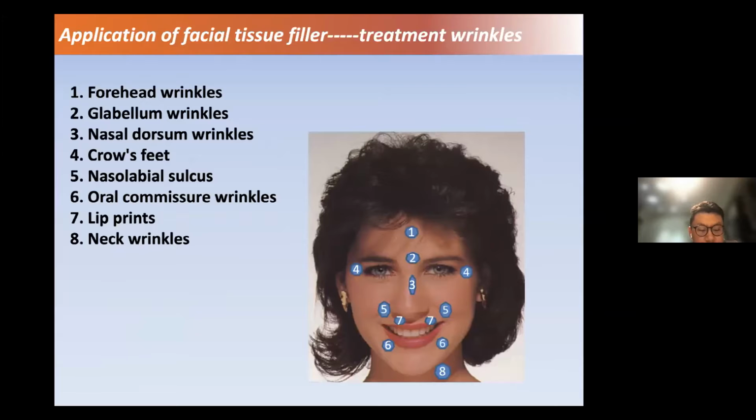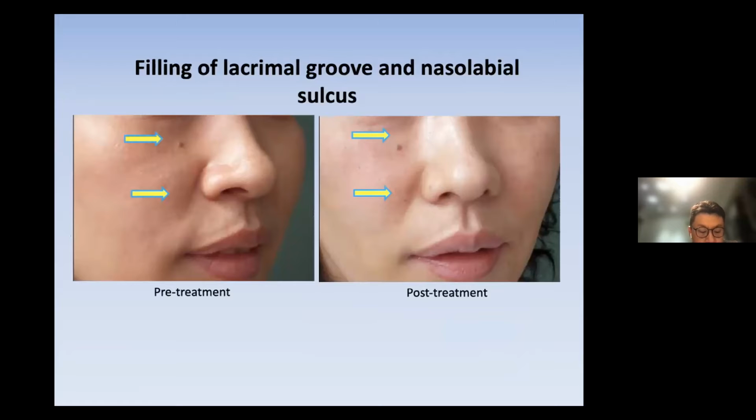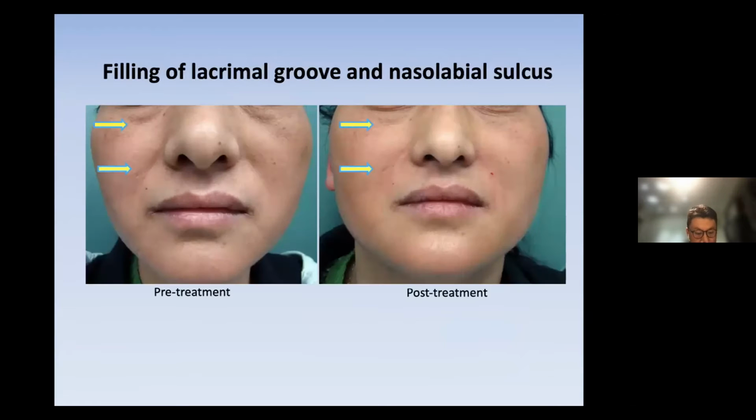The first purpose is to achieve facial rejuvenation or improve wrinkles. As shown in the picture, there are several wrinkles on this woman's face. Among these wrinkles, the tear trough, nasolabial sulcus, and oral commissure wrinkles are most common. So we use soft tissue filler injection on these sites and always achieve good results.